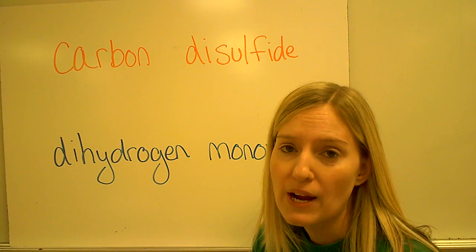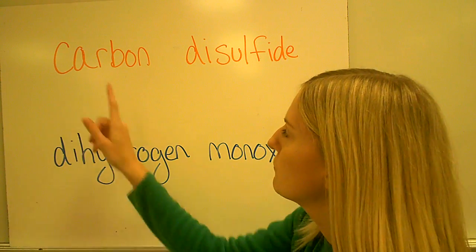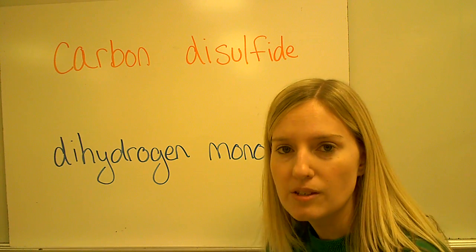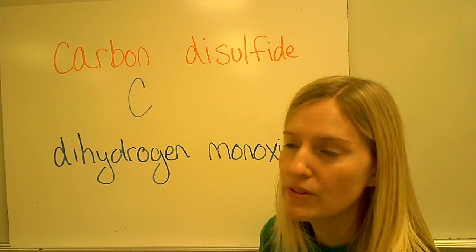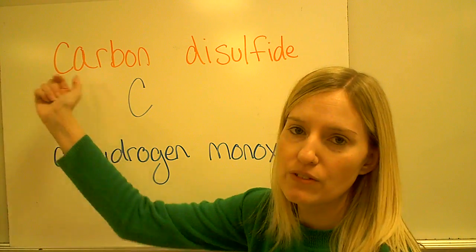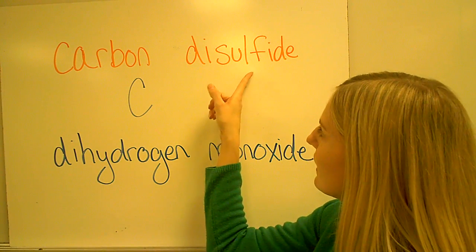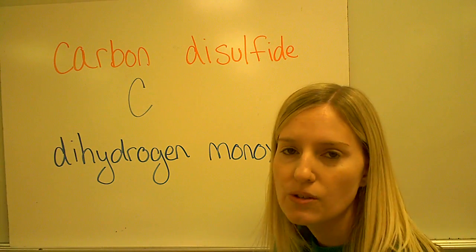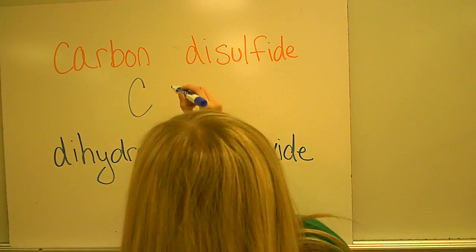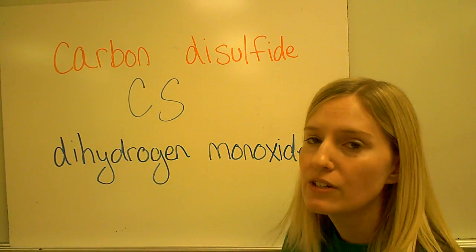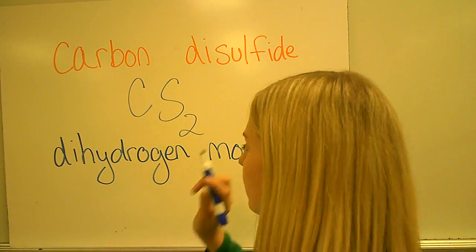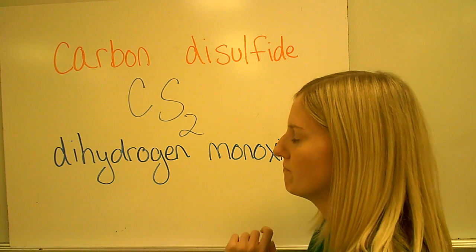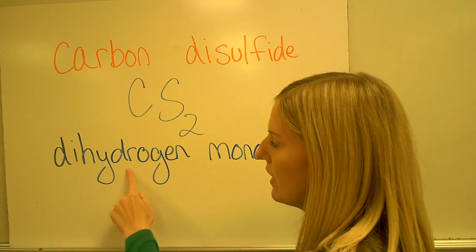And then on this board, we're practicing how to do the opposite. So my first element is carbon, whose symbol is C. There's one carbon. I know that because there's no prefix in front of the first nonmetal. My second element, it says sulfide, so I know that that is sulfur. And I know that there are 2 sulfurs because the prefix di is in front of it. So I have CS2.